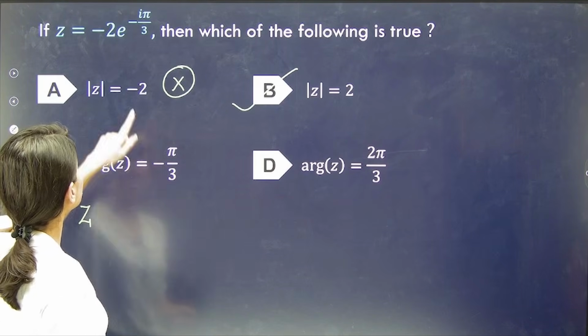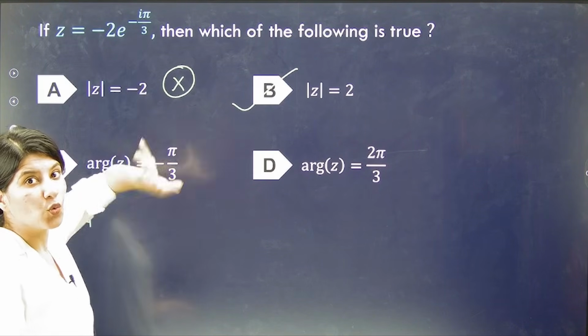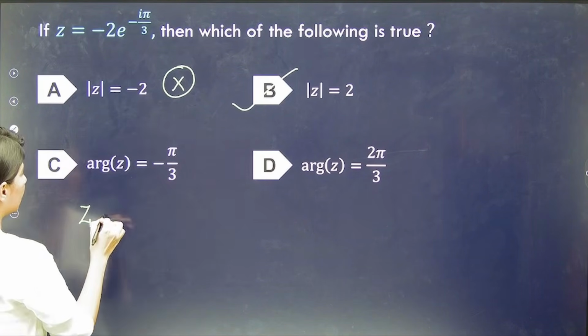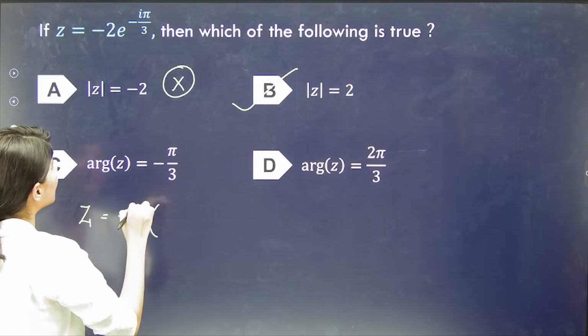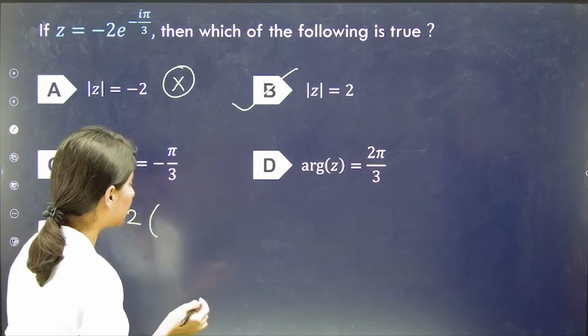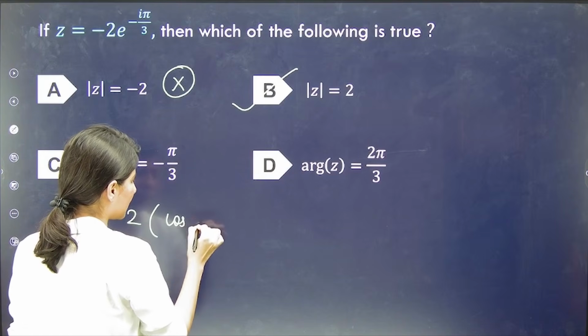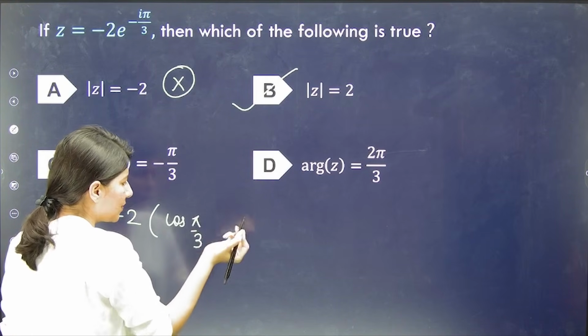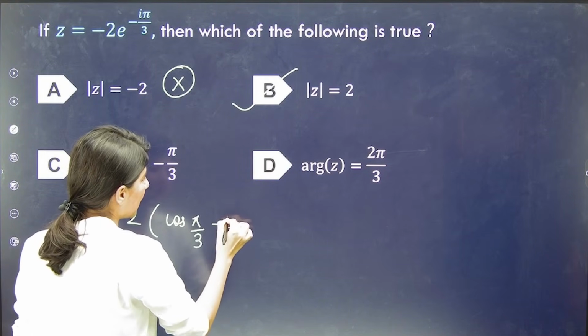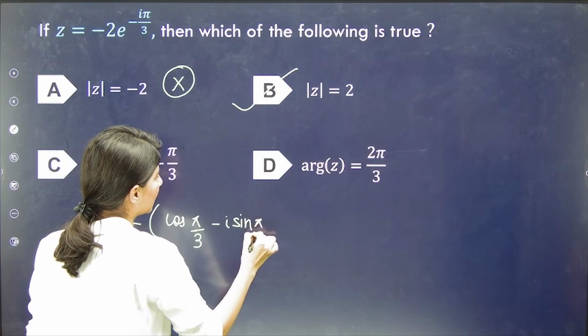We can't write this is r and this is the thing. No, we can't do that. Hold on, let me just show you. Minus 2 e raised to power minus iota pi by 3 is what? Cos minus pi by 3, that is cos plus pi by 3 only, minus iota sin pi by 3. Are you getting my point?